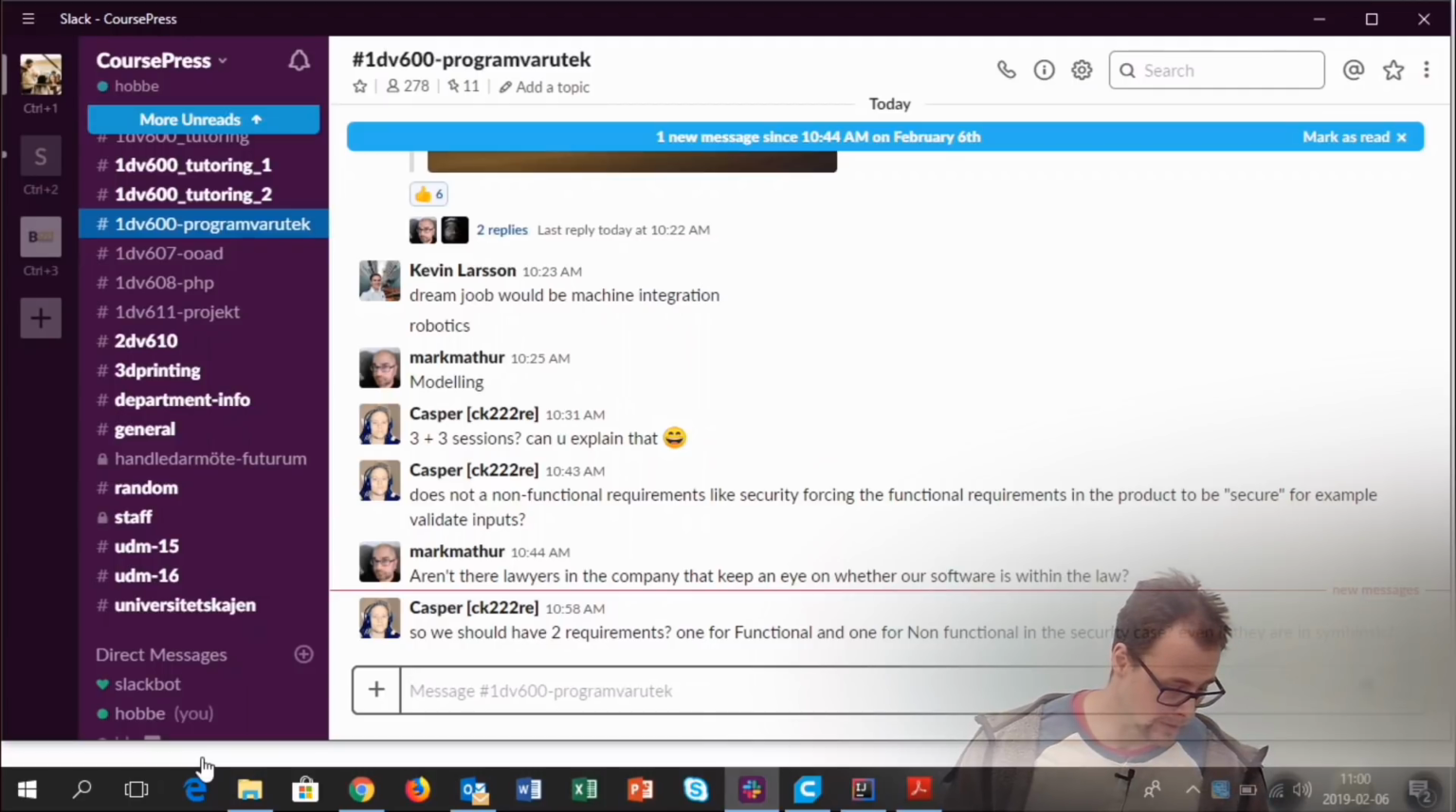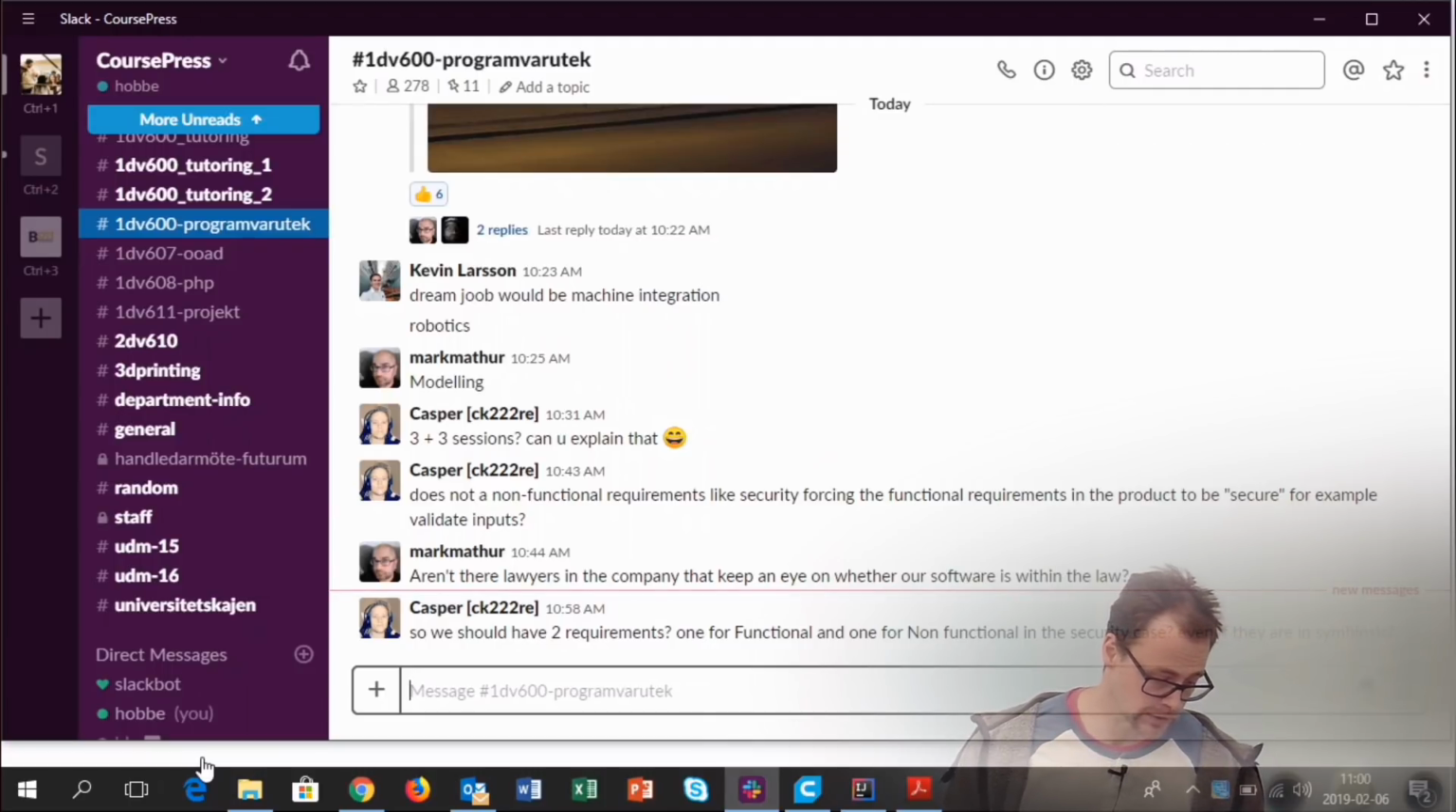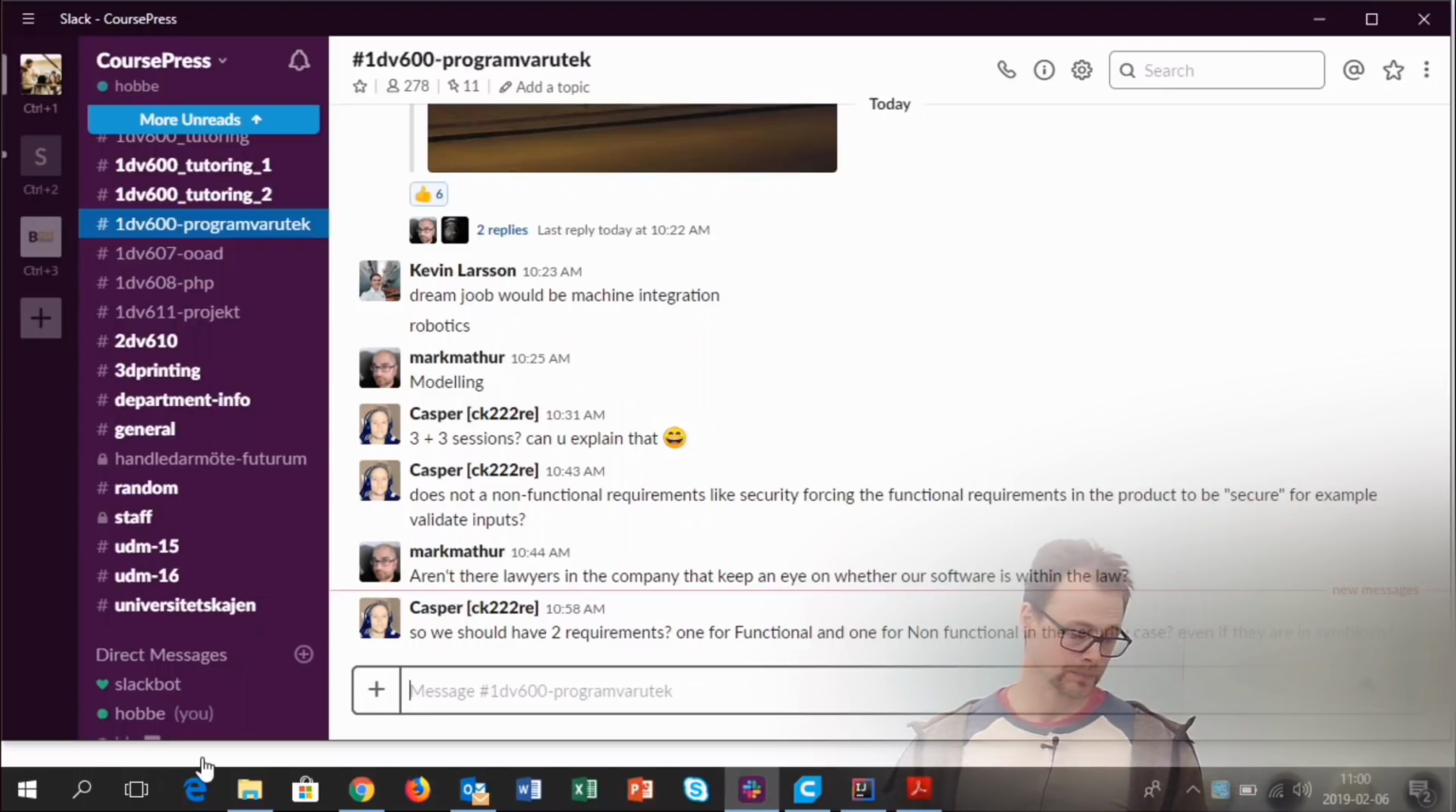So we should have two requirements, one for functional and one for non-functional in the security case, even if they are in symbiosis. Well, I think at least the two requirements, and maybe the more general security requirement is kind of fluffy. It's not that easy to objectively find out if it's true or false, if it's passed or not passed.